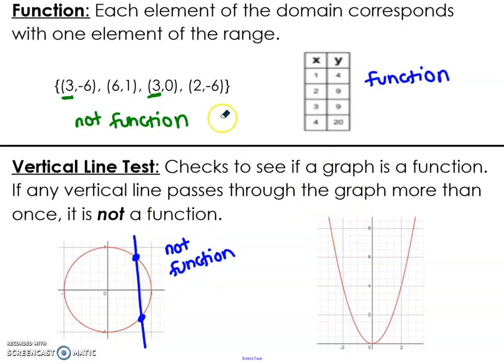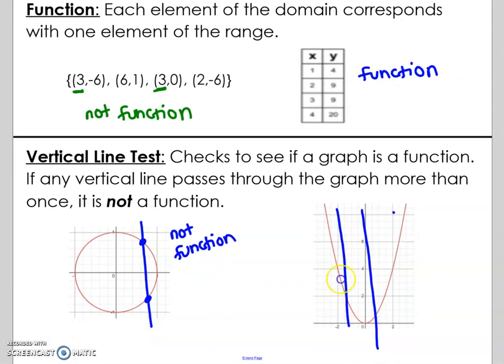Okay, if we look at this graph, we can see, if I draw a line, and you can draw a line anywhere. So I'll draw a line here, draw a line here. We can see every time we're drawing a vertical line, it's only crossing at one point. So that means that this graph is a function.